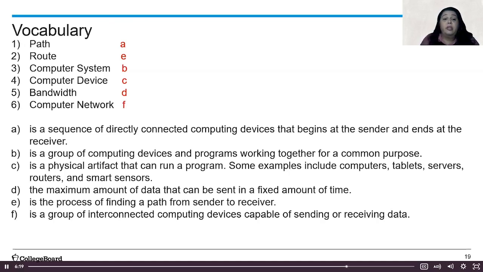B, a computer system is a group of computing devices that are working together for a common purpose. Now, remember, a computing device is not just a laptop. It can be something like a smart sensor or a router, which we talk about a lot here. And then we have our bandwidth. It's the maximum amount of data that we can transmit in a fixed amount of time, and we usually measure it in bits per second. And then we have a computer network. Let's remember, what distinguishes a computer network is that it's not only just connected devices, but devices that can send and receive data.